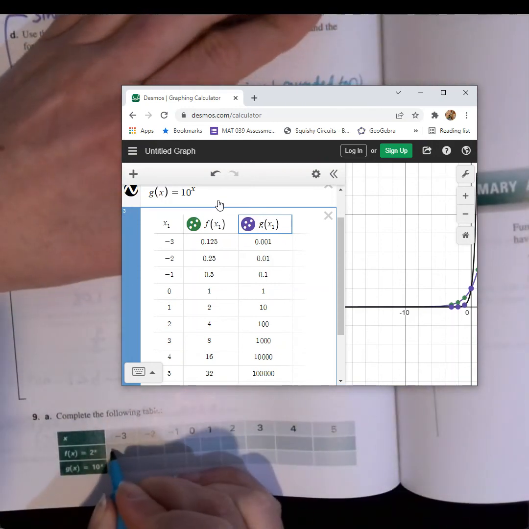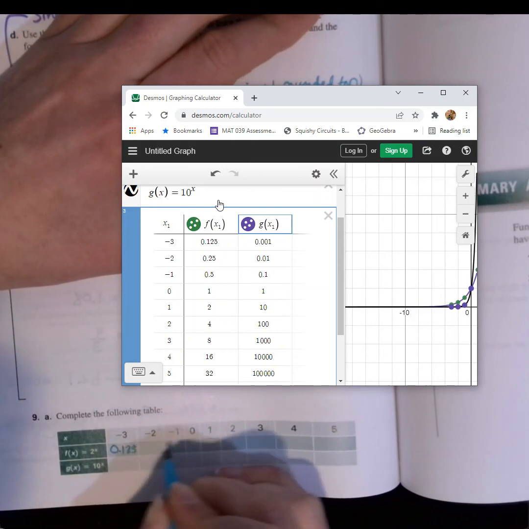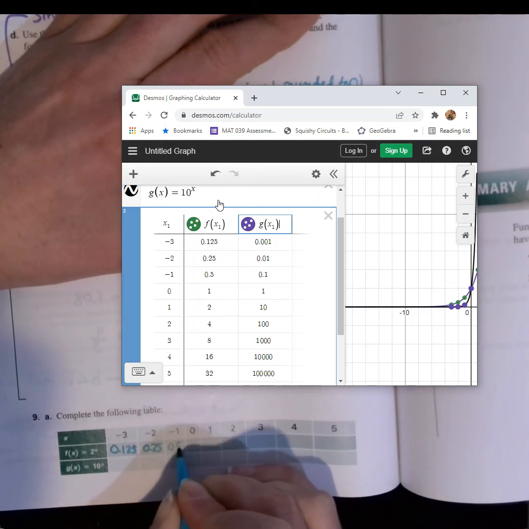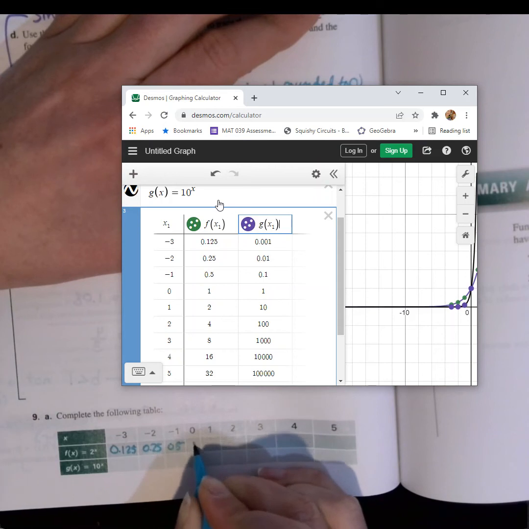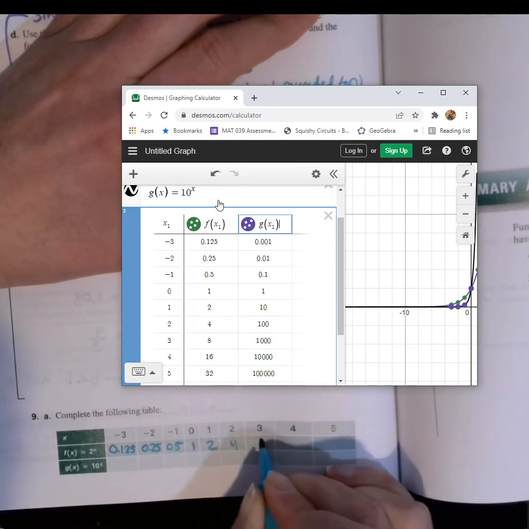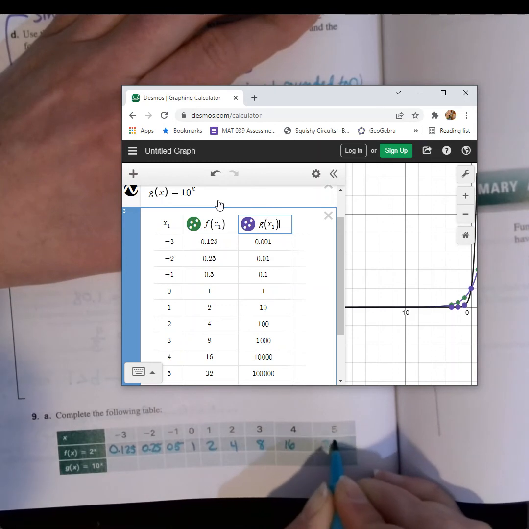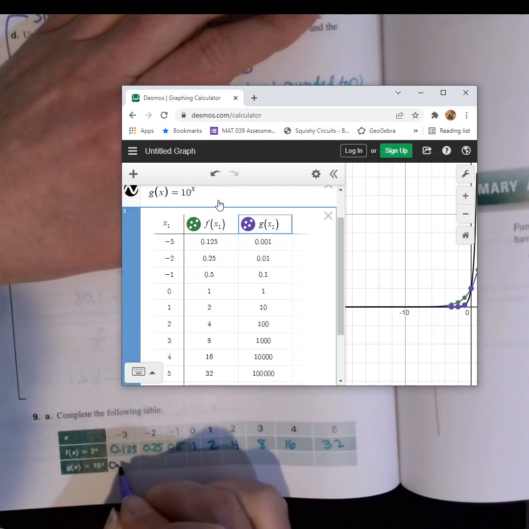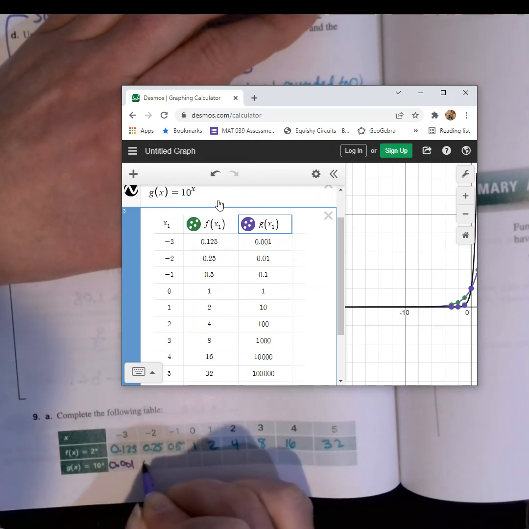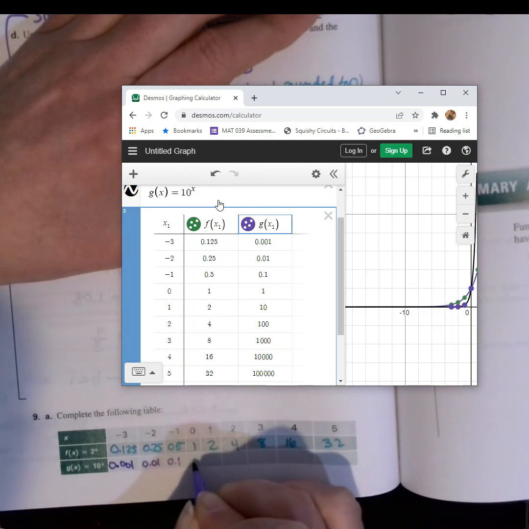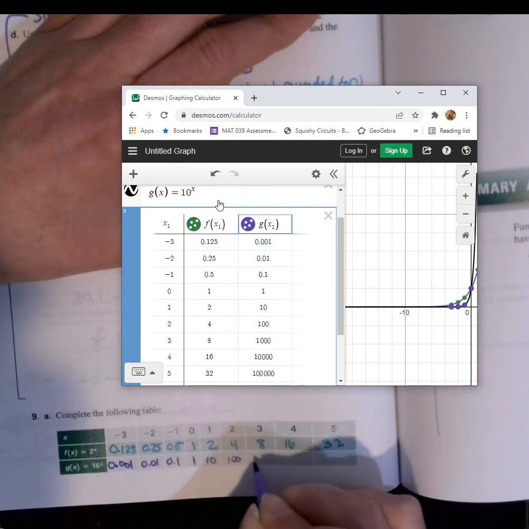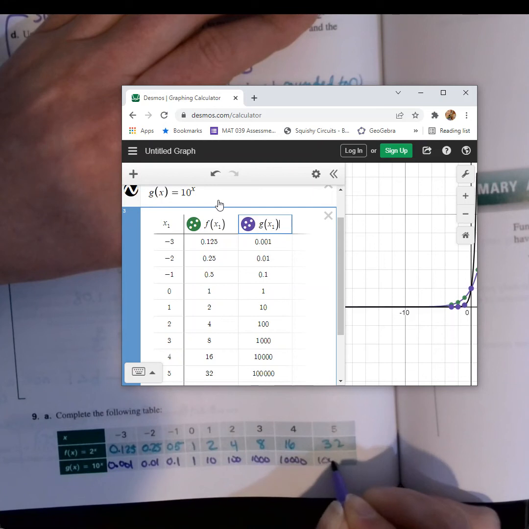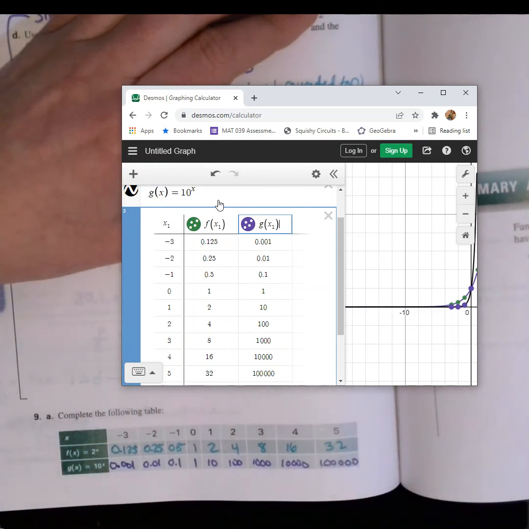So for the 2 to the x, I've got the 0.125, then the 0.25, 0.5. 2 to the 0 is 1. Then I should have 2, 4, 8, 16, and 32. And for the 10 to the x, I have 0.001, 0.01, 0.1. 10 to the 0 is 1. Then I have 10, 100, 1,000, 10,000, and 100,000.